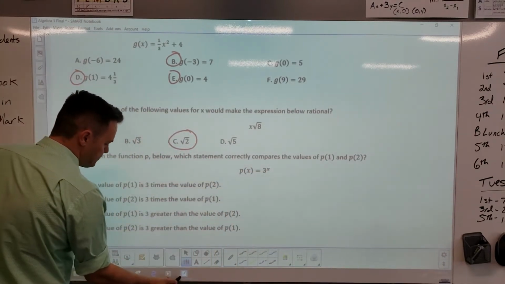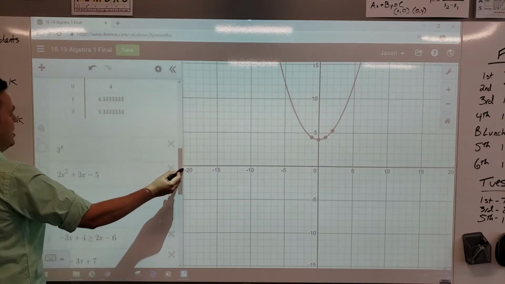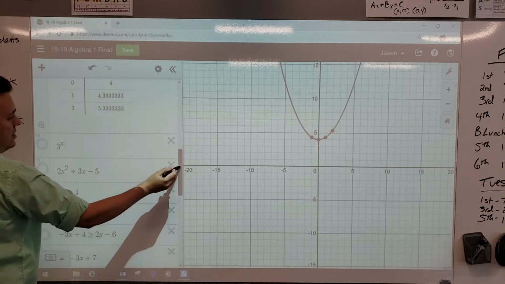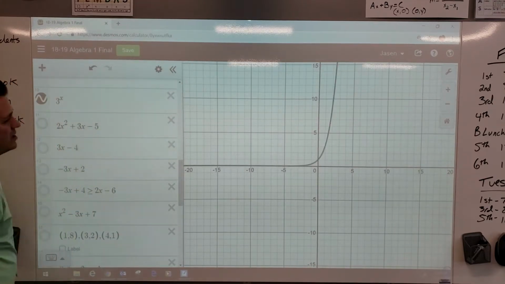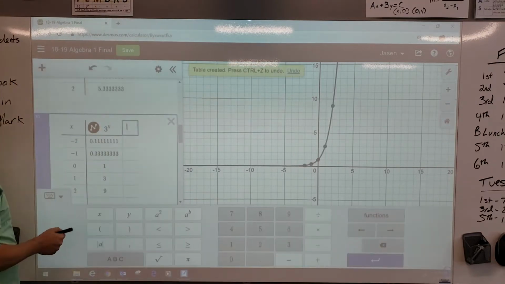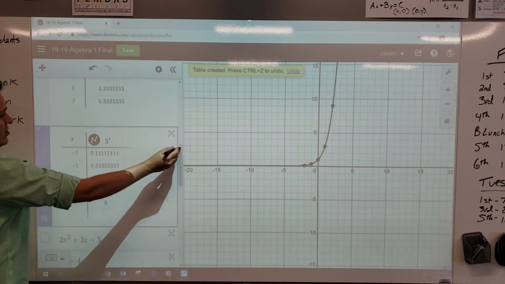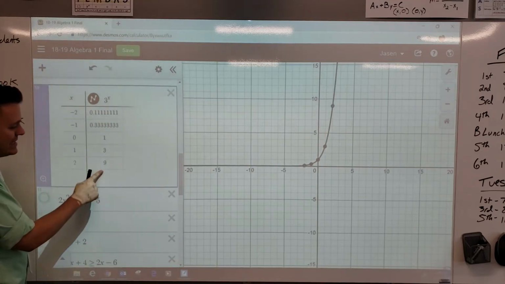So 3 to the x, okay? 3 to the power of x. As I scroll down here, go back, turn this value off. 3 to the power of x is right here. So if I have this on, you do the same thing, the table feature. Do a table on here, and when you do that, you get your value of 1. So your value of 1 is 3, your value of 2 is 9.